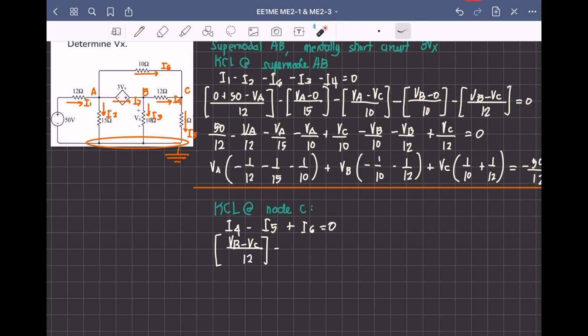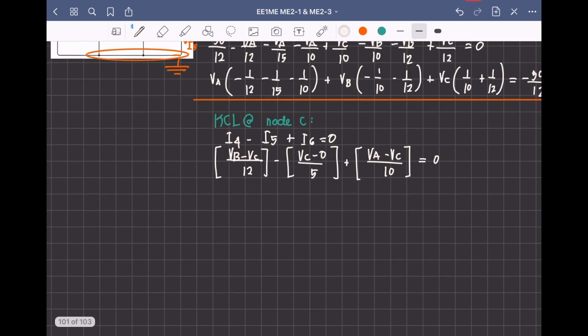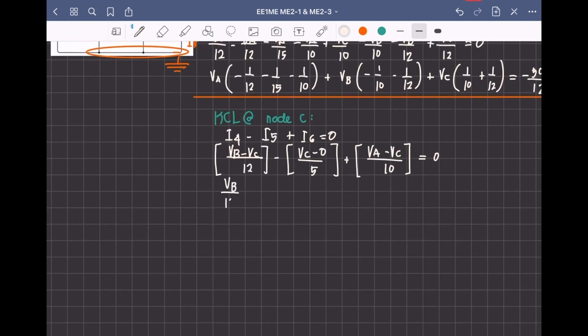So, our I5 is from here to the ground. That's VC minus 0 all over 5. So, VC minus 0 over 5 plus I6. For I6, that's from A to C. So, you have there VA minus VC all over 10. Okay, and then equate that to 0. After that, we expand. So, that's VB over 12 minus VC over 12 minus VC over 5 plus VA over 10 minus VC over 10, and then equate that to 0.